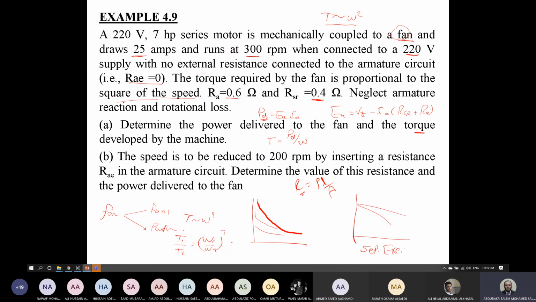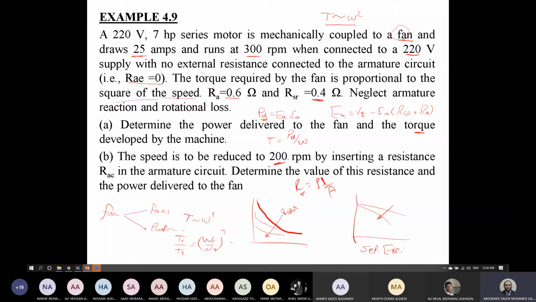The speed is to be reduced. For the series DC motor, this here is the characteristic of separately excited and shunt. If we add resistance, you will find that the speed will be decreased, and the same if you add resistance in series. So here you can add resistance or increase the value of rheostat in order to have other curves and reduce the speed of the motor. It's required here to reduce the speed to 200 RPM, so it's expected to add resistance or to increase the value of rheostat.